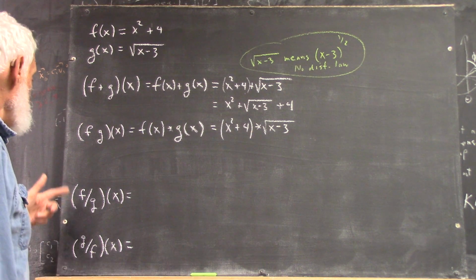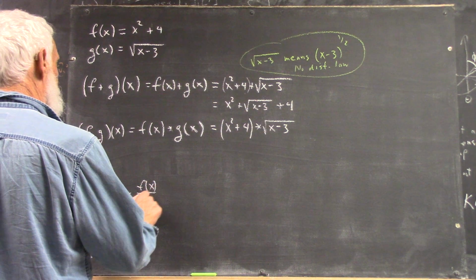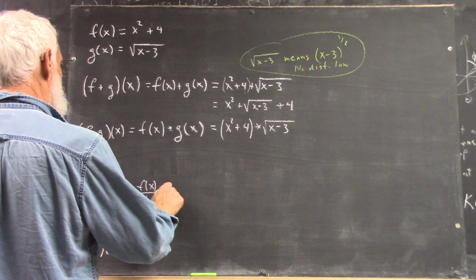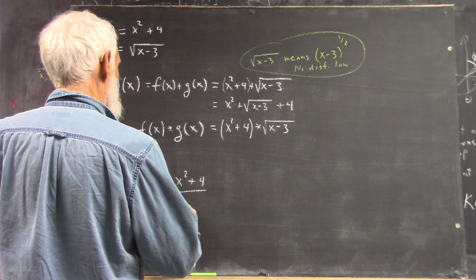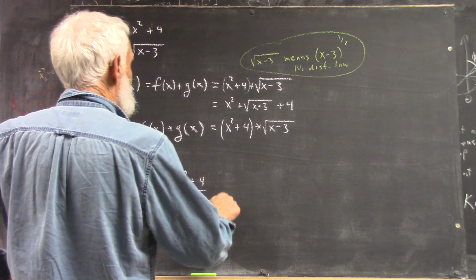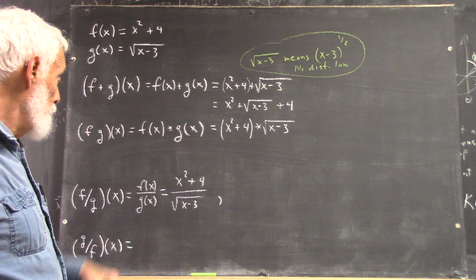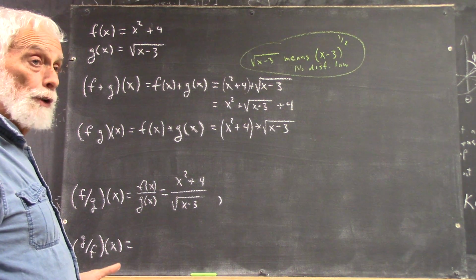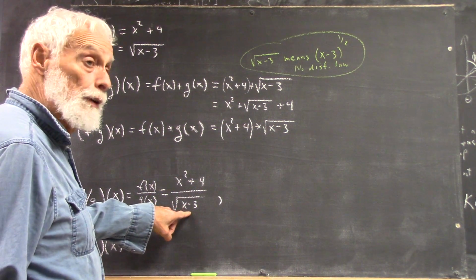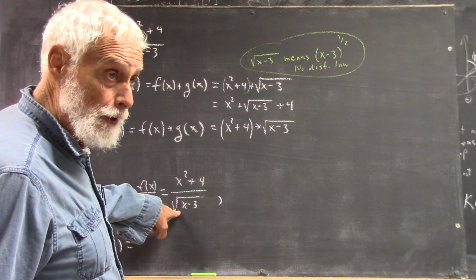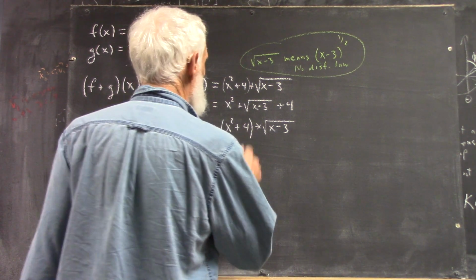Okay? (f over g) of x, well, that's f of x divided by g of x, and that equals x squared plus 4 over the square root of x minus 3. Now there's a little something I want to add here. Probably, well, you haven't maybe encountered this yet, although you were talking about domains before. The domain now is restricted. Okay? X has to be greater than or equal to 3, otherwise you have a square root of a negative, right? And of course we talked about domains and ranges previously.